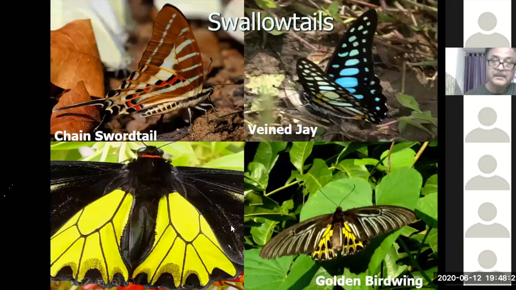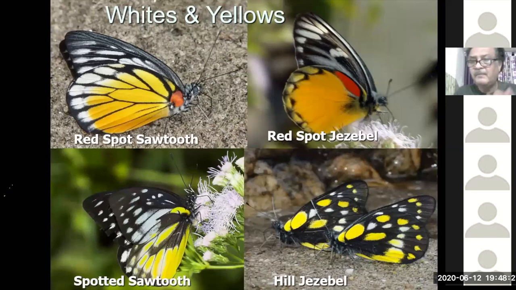And then we come to Jezebels and Sawtooths. Jezebels are very pretty butterflies to look at, but birds keep off. As I told you, they are warning colors. These butterflies are distasteful. They don't kill the predators, but they teach them a lesson to keep off by having poisonous toxic chemicals in their body that they have derived from their host plant while they were caterpillars. So that plant poison is used to deter predation.